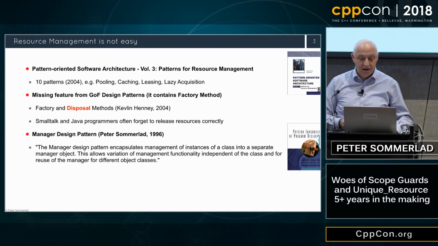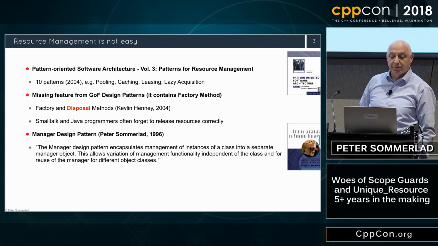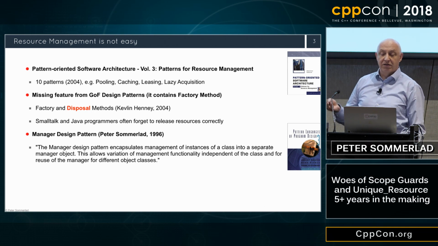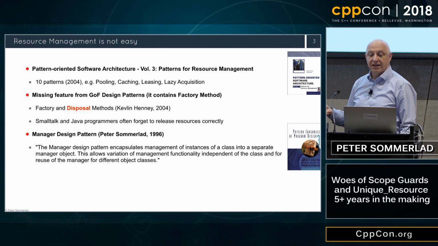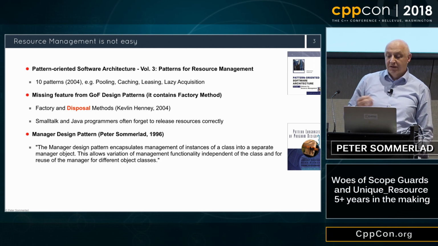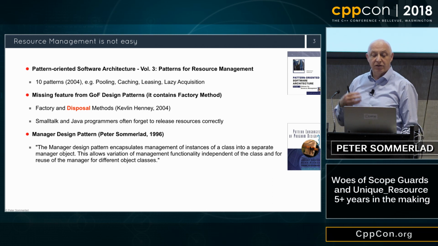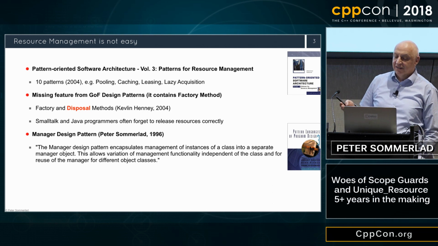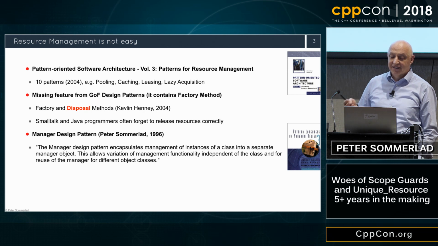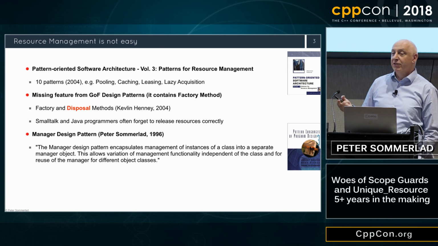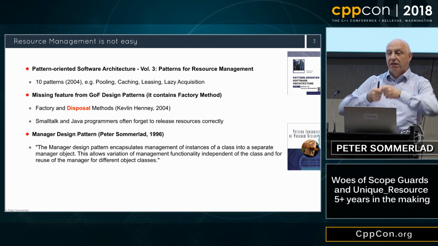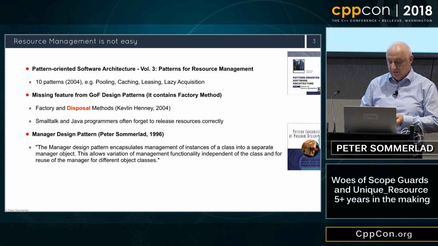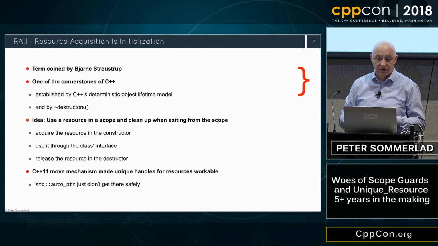Number 3 has my pattern in there. The manager design pattern encapsulates management of instances of a class. So read that, of resources into a separate manager object, allowing variation of the management functionality independent of the class and for the reuse of the manager for different object classes. That's a long thing to say: the manager has a factory and a disposal method. You acquire a resource by the factory and return it by the disposal method. So we always have these pairs of using stuff in between, keeping track of the resources.